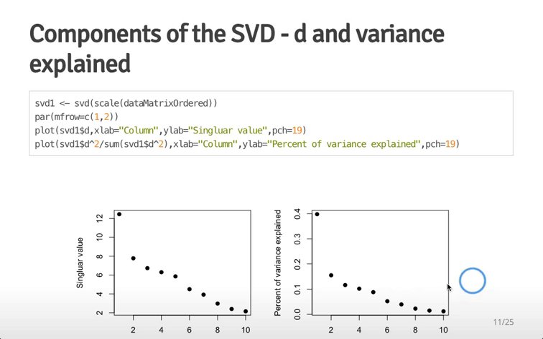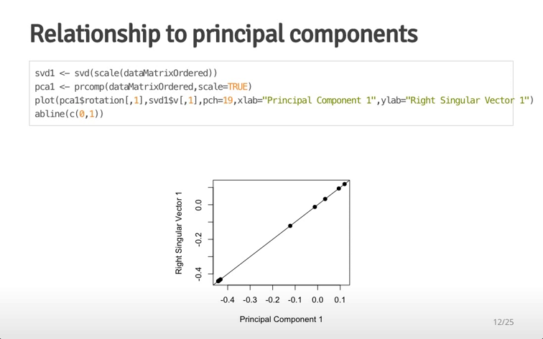So just to show you the relationship between singular value decomposition and principal components, here I've calculated the singular value decomposition on the scaled matrix, and I've also calculated the principal components on the same matrix, also scaled. And if I plot the first principal component, which you can get from the rotation matrix in the PCA1 object, versus the first right singular vector from the SVD object, you see that they're exactly the same. They actually lie directly on the 45-degree line, and there's no difference between them. So performing a singular value decomposition is equivalent to performing a principal component analysis in this case.